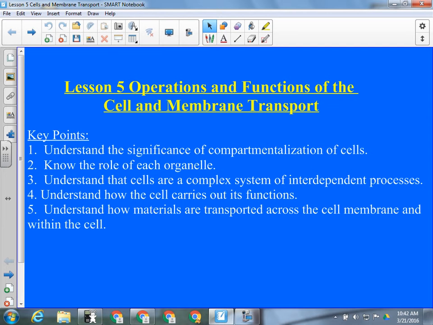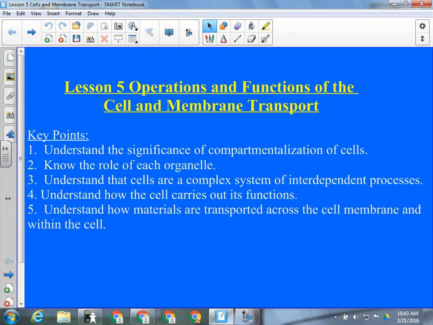Okay, so we got to look at now operations and functions of the cell as well as membrane transports. We're going to be looking at what we call the big three methods of cell transport, okay, and they are crucially important. We go over them and over them in this unit. They keep coming back up because even multicellular organisms will use these methods, as well as we'll look at some minor cell transport methods as well.